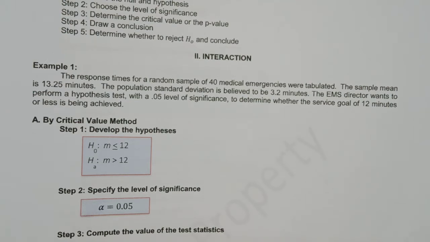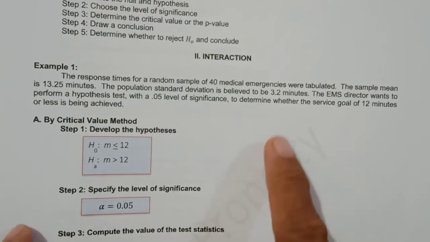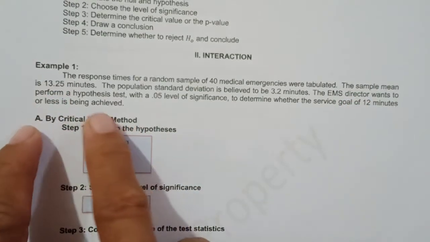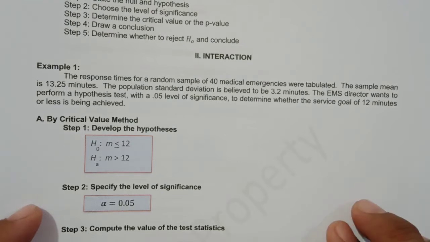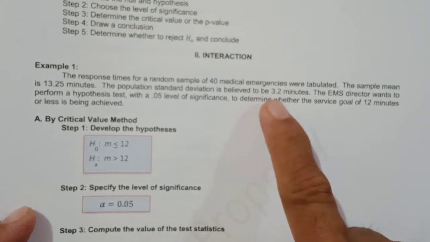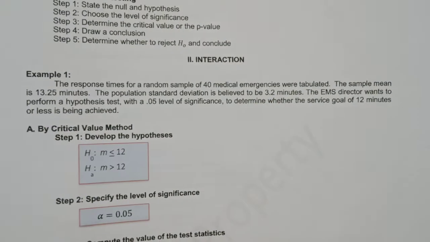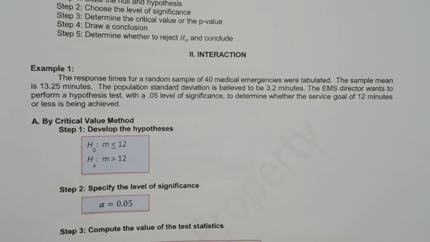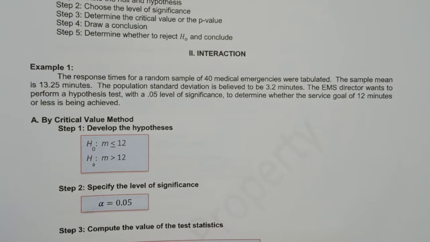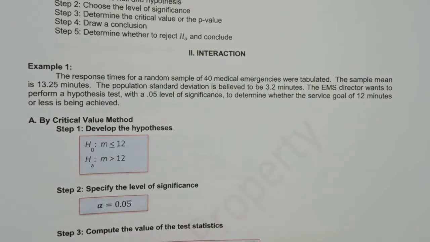The response times of random sample 40 medical emergencies were tabulated. The sample mean is 13.25 minutes. The population standard deviation is believed to be 3.2 minutes. Okay. The EMS director wants to perform hypothesis test with 0.05 level of significance to determine whether the service goal of 12 minutes or less is being achieved.